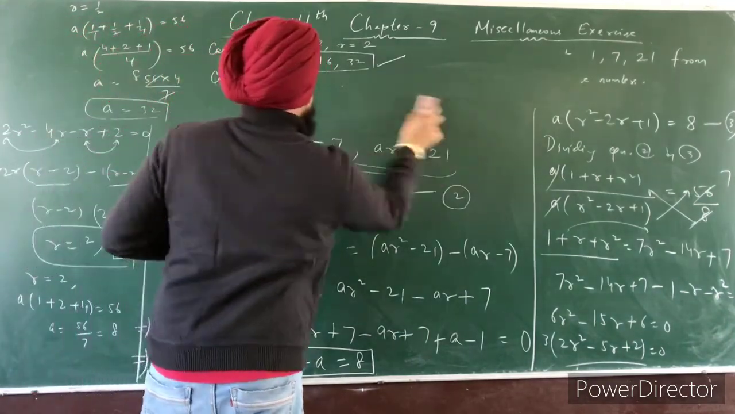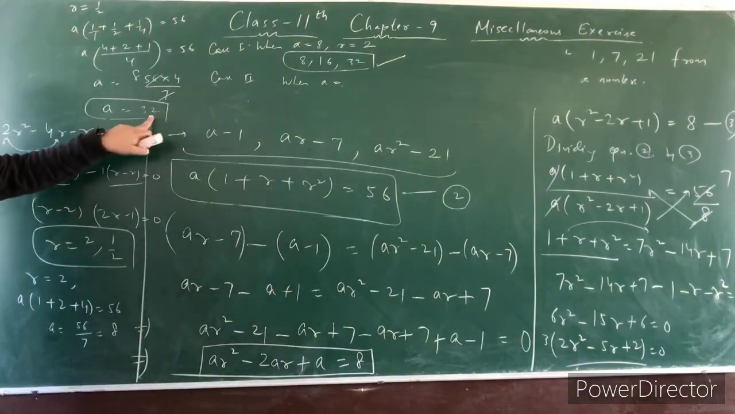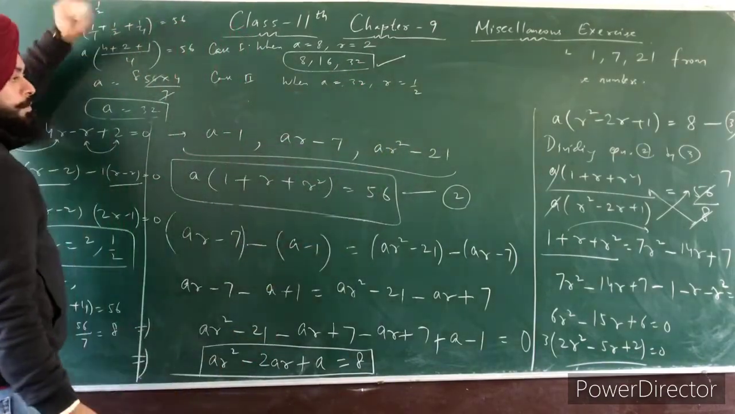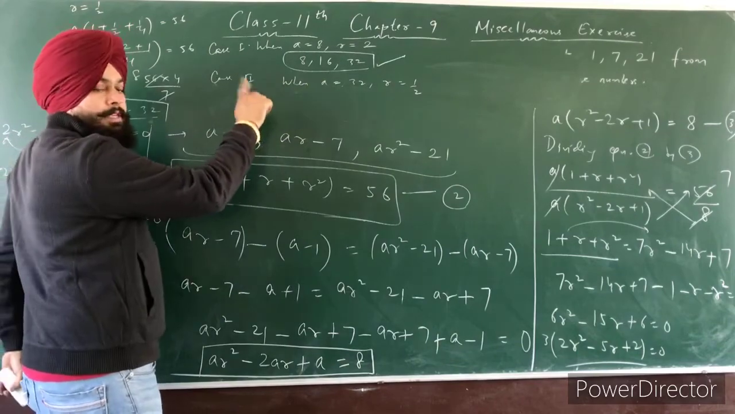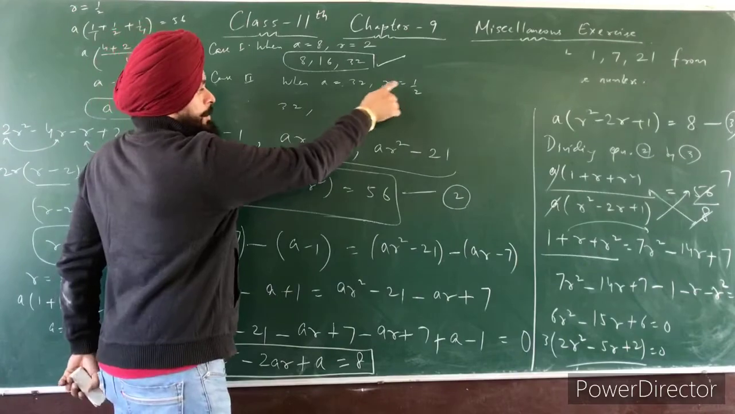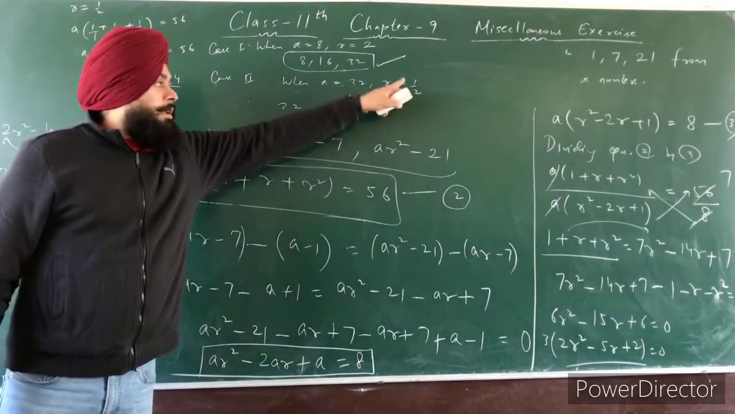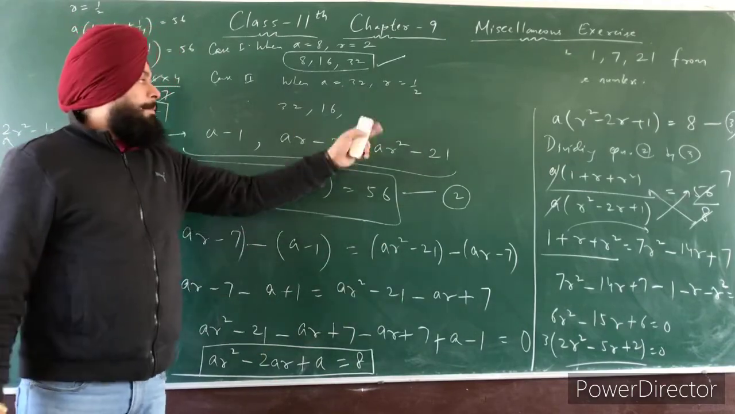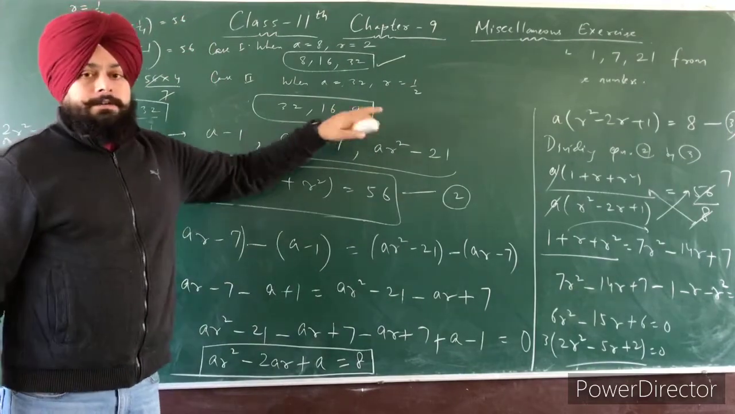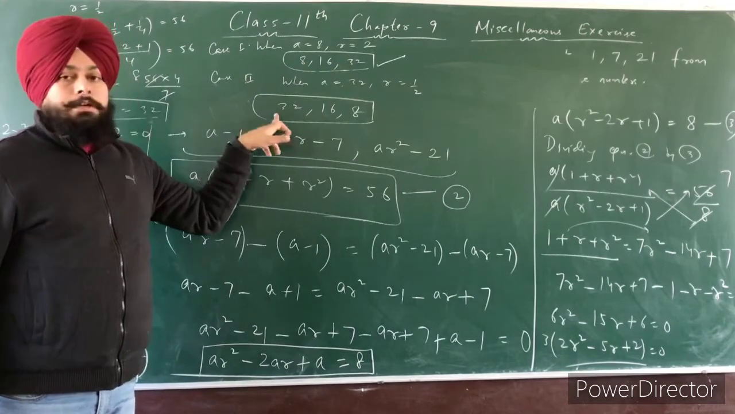Now the second case is when a is equal to how much? 32, r = 1/2. Then what is the series? The first term is a, 32. The second is ar, so when you multiply 32 with 1/2, you will get 16. The third is ar², so 1/2 square is 1/4, and 1/4 multiplied with 32 is 8. So the second case is 32, 16, 8. So these are the two cases: 8, 16, 32, and the second one is 32, 16, 8.